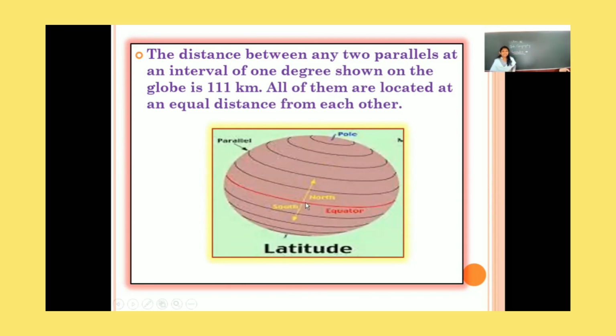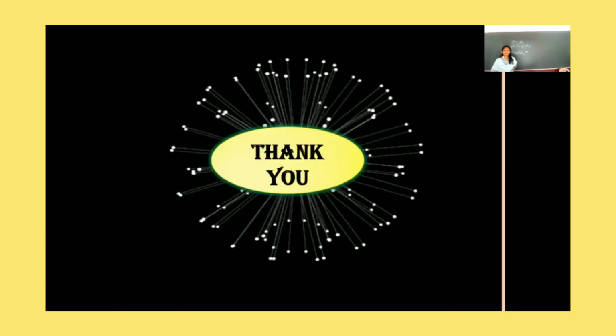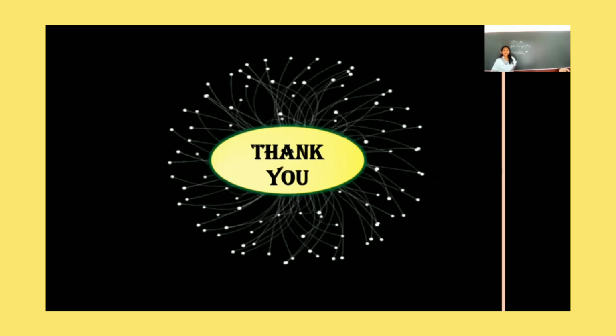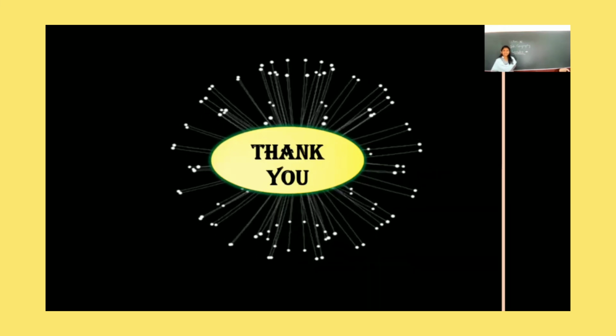You can imagine here, this is the equator, which is shown with the help of the red colored line. Here are the north pole and south pole, and the distance between the two parallels at the interval is 111 kilometers. This is all about the latitude, the features or the characteristics of the latitude. Hope you understood. Thank you so much.